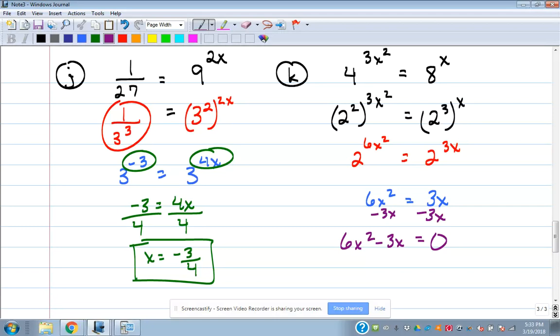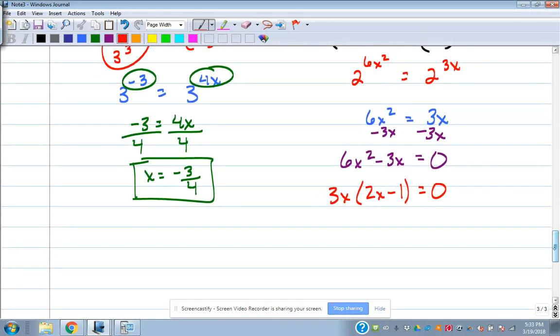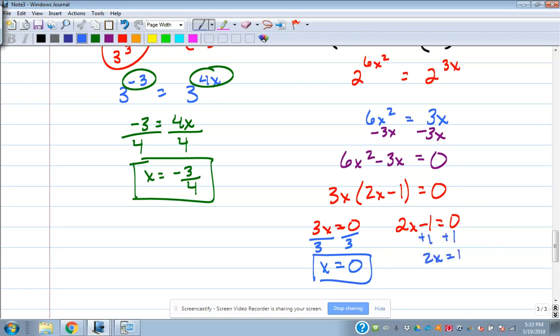Okay. I'm going to use factoring because the greatest common factor between those two is 3x, leaves 2x minus 1 equals 0. What do I do with each of those factors? Set them equal to 0. 3x equals 0. 2x minus 1 equals 0. Solve each of those independently. X equals 0. X equals 0 plus 1. Divide by 2. X is a half.